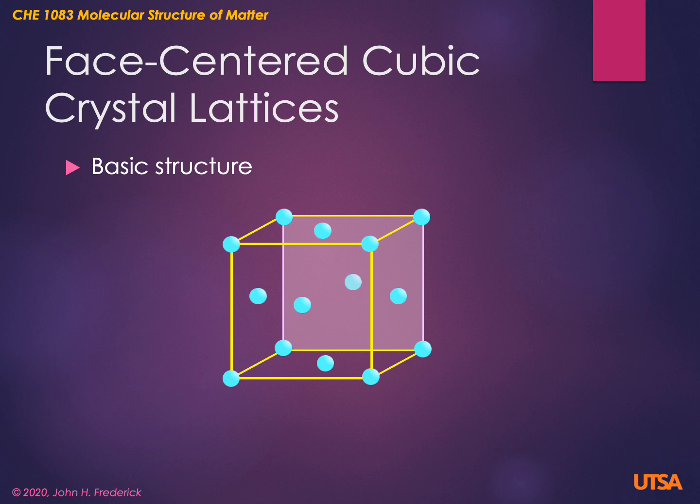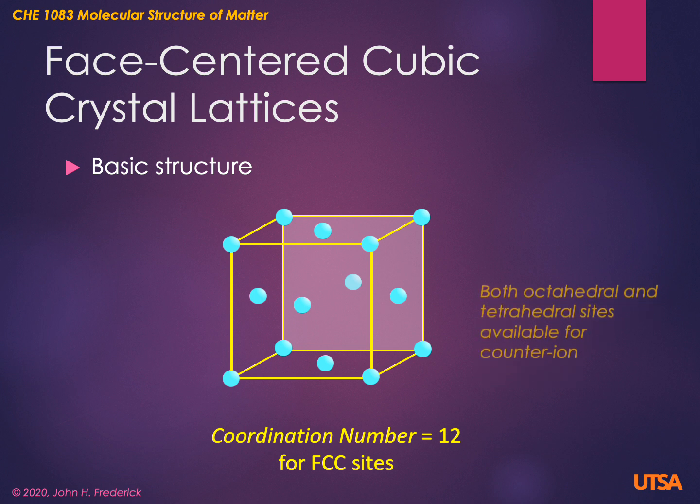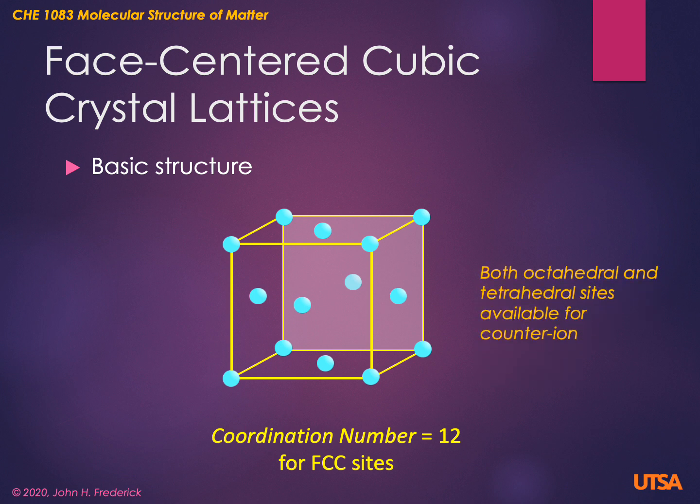Now let's see how this works with face-centered crystal lattices. And we're going to focus mostly on face-centered cubic lattices, although you should be aware that all of the others are also observed in these various ionic compounds. So this is the basic structure of a face-centered cubic lattice. It has a coordination number of 12 for each of these lattice sites, but that does not include the opposite ion, for example, so we could get different things. Both octahedral and tetrahedral sites are available for the counterion.